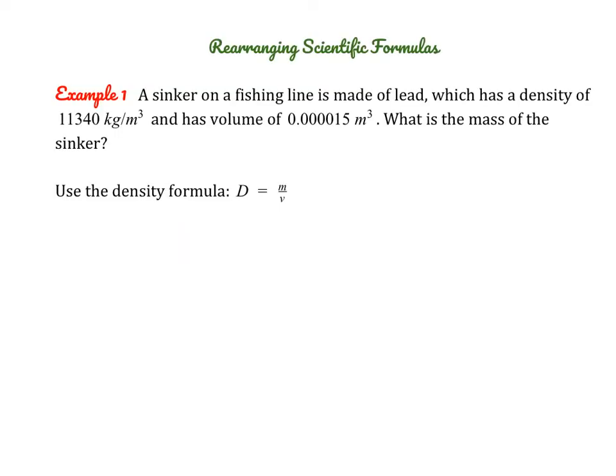So first we're going to learn how to rearrange a scientific formula so we can solve for a specific part. So this says a sinker on a fishing line is made of lead, which has a density of 11,340 kilograms per meters cubed and has a volume of 0.000015 meters cubed. What is the mass of the sinker?